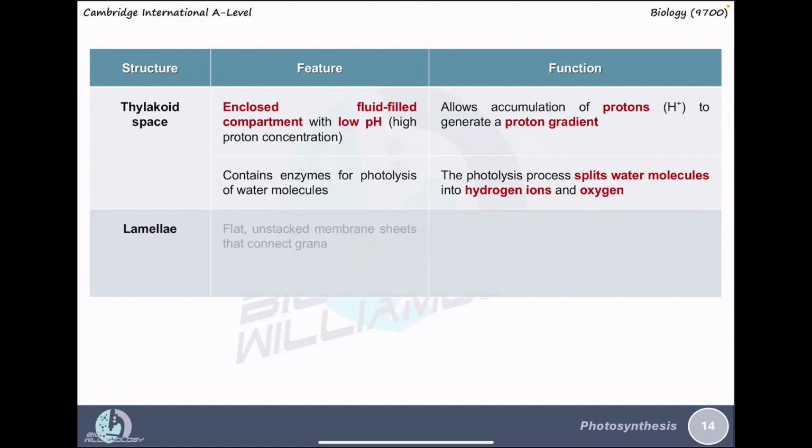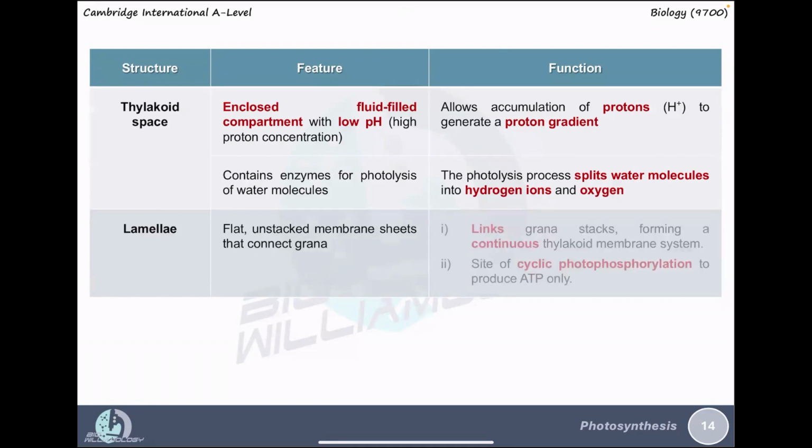Lamella. It is a flat, unstacked membrane sheet that connects the grana together. So basically, lamella links grana stacks, forming a continuous thylakoid membrane space, and it acts as a site of cyclic photophosphorylation to produce ATP only.